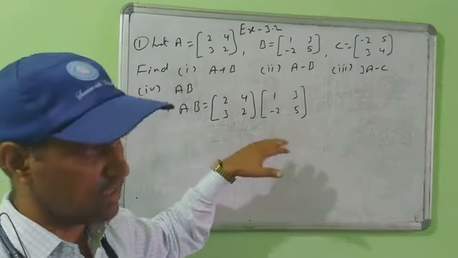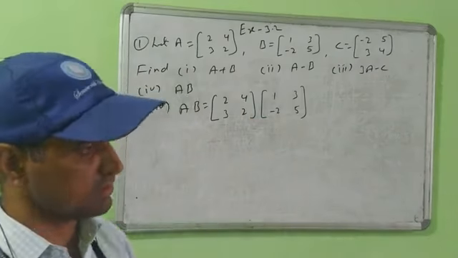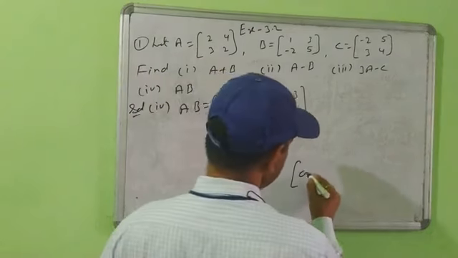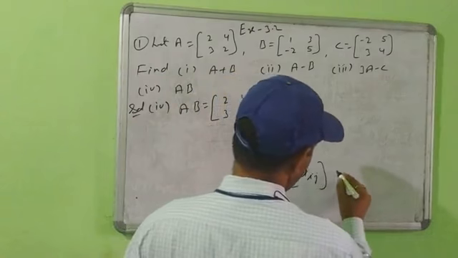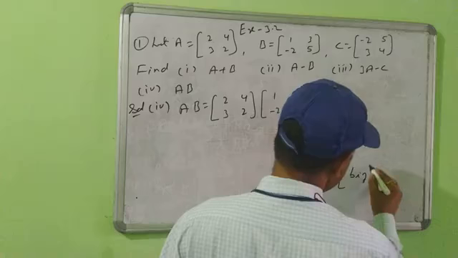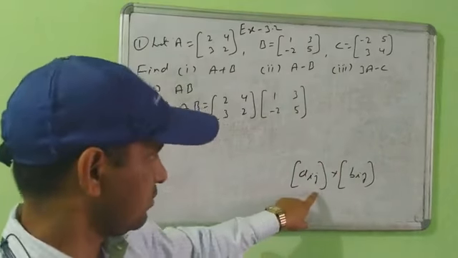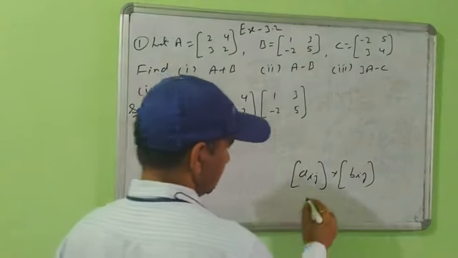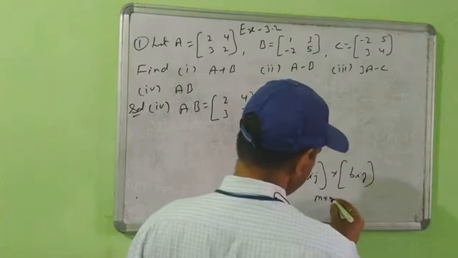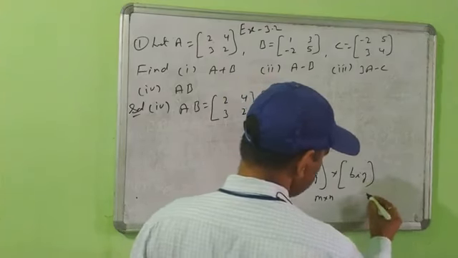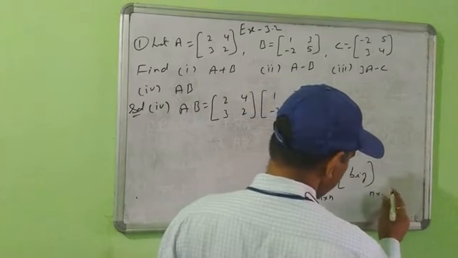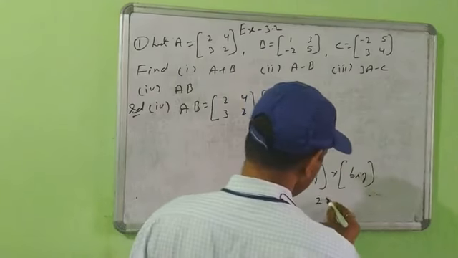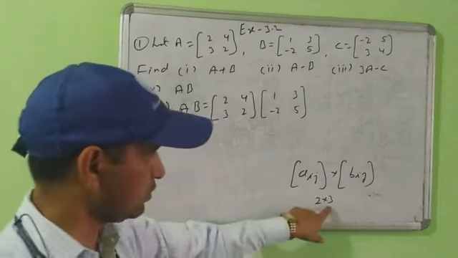First we'll check the rules of multiplication. Suppose there is any matrix A and you multiply it by any matrix B. What is the order of each matrix? The multiplication rule says that suppose the order of the first matrix is m into n. Then the order of the second matrix here is n into something. Suppose the first is 2 into 3.